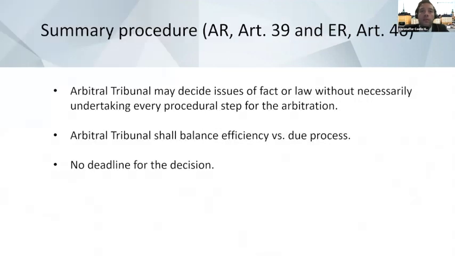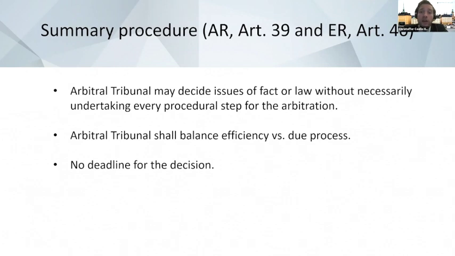So before proceeding further down the ladder, I would like to mention one special procedural tool set out in the rules, which is summary procedure. This mechanism allows the parties to request a decision of the tribunal to decide issues of fact or law without undertaking every procedural step of the arbitration. It is a tool that allows for further efficiency and expeditiousness of the proceedings by deciding an issue that is important to the dispute, without taking all of the procedural steps that are normally taken, such as party submissions.